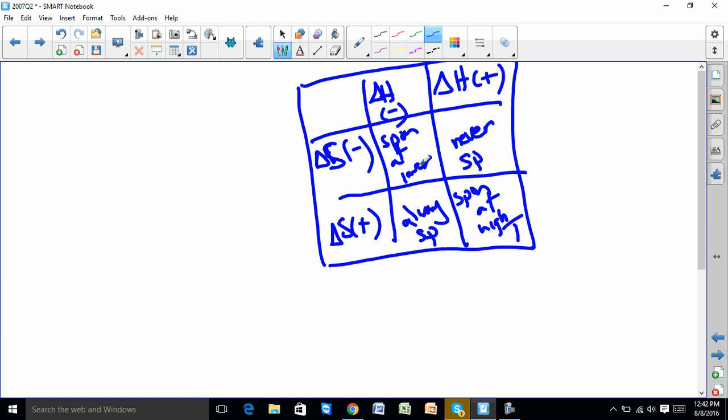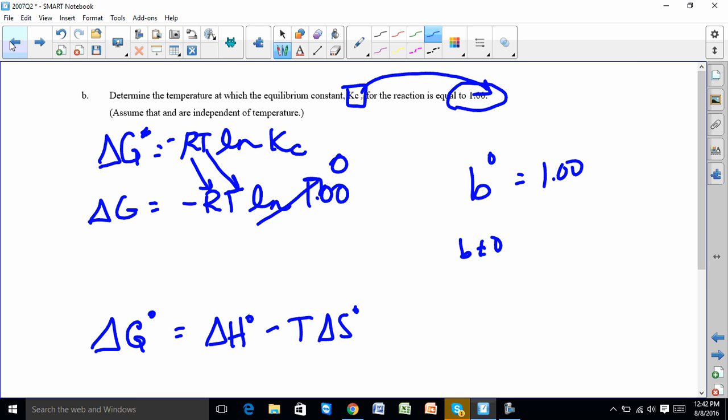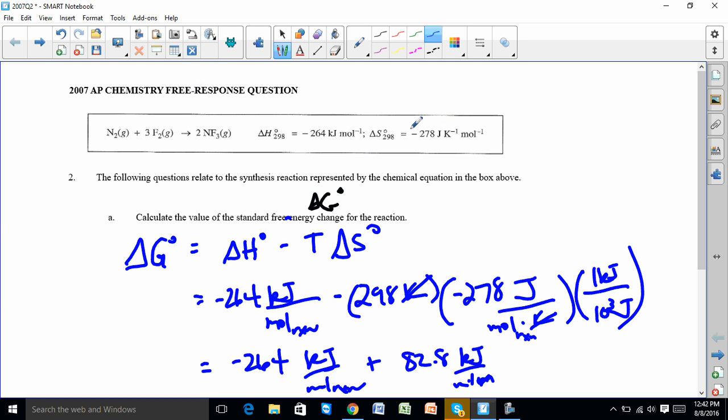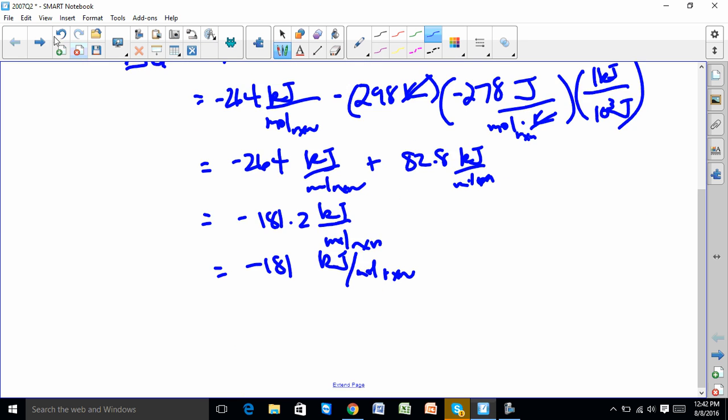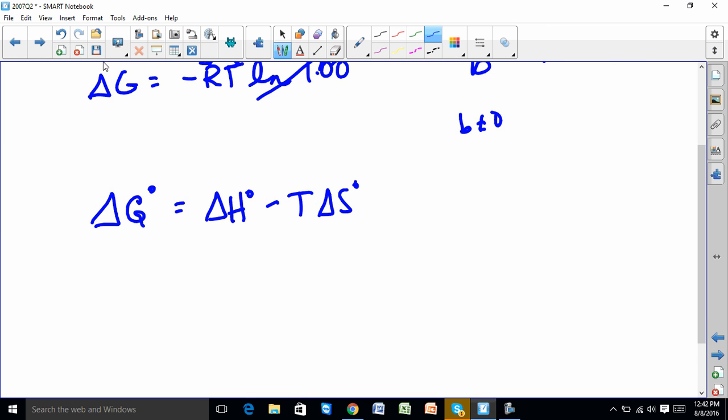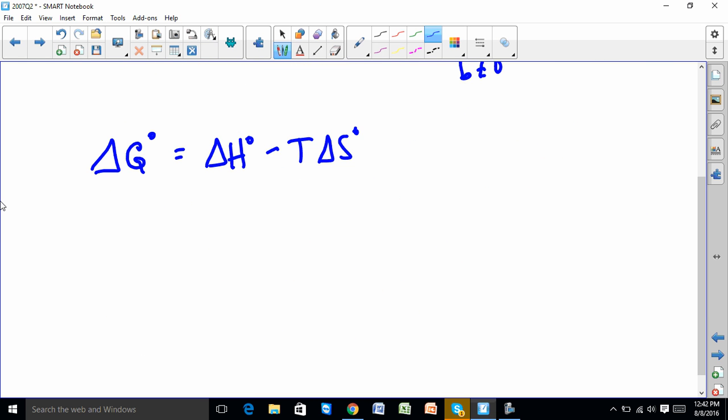So positive, and then here's the thing. If you look at this problem, if you go back to the beginning, these are both negative, and there is a temperature at which this will go from being spontaneous to non-spontaneous, and this question is asking that question, where does that happen? Well, delta G is 0, because delta G has to be 0 if the ln of K is 1. And the question is, where is the temperature at which this flips?